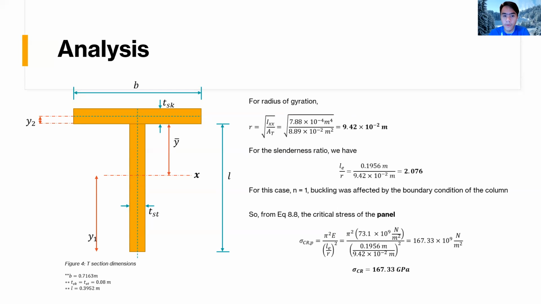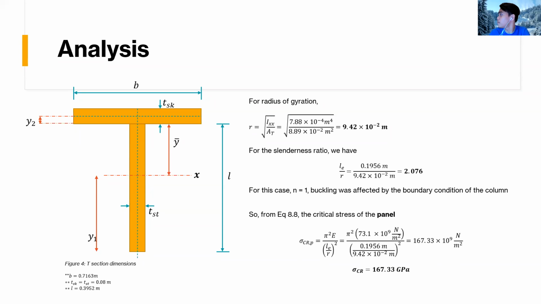Next, once we got the second moment of inertia, we can obtain the radius of gyration with respect to the cross-sectional area of the T section. So we arrive at 9.42 times 10 to the negative 2 m. Once we got the radius of gyration, we can calculate the slenderness ratio. We arrive at 2.076, which is relatively small. Intuitively, we can expect a high critical stress since we have a low slenderness ratio.